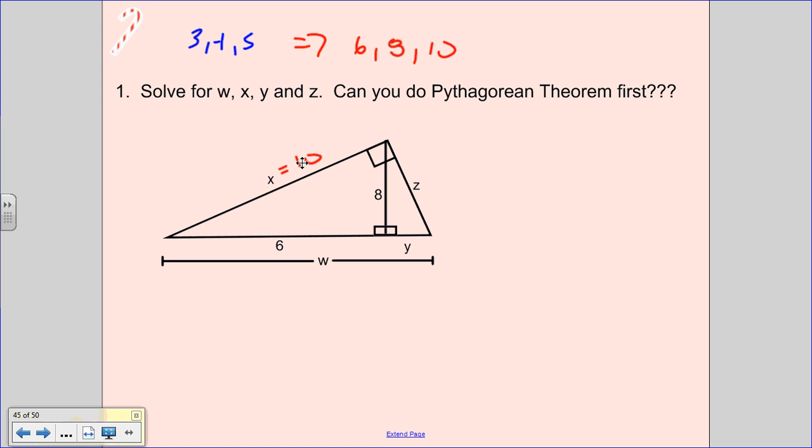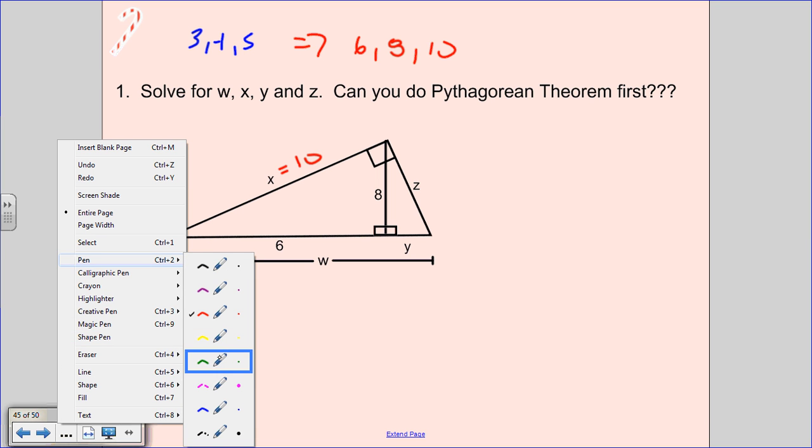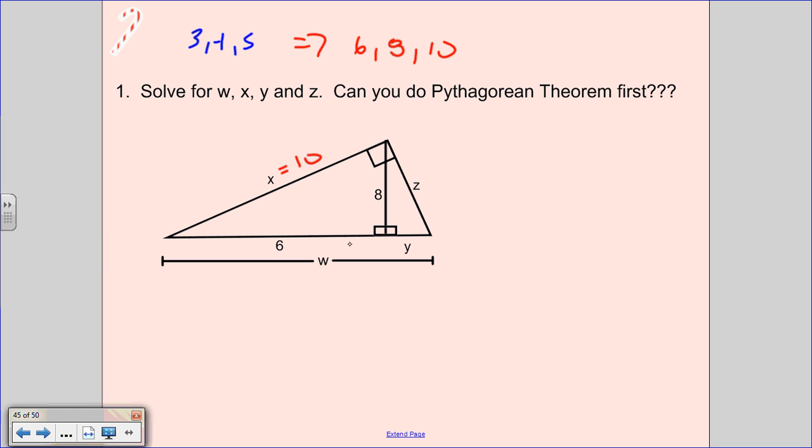I don't think I could figure out y just yet, or z, or even w for that matter, because again I need some more information. So in this case, Pythagorean theorem will not be helpful. So I would have to use some other methods like the around through the middle.